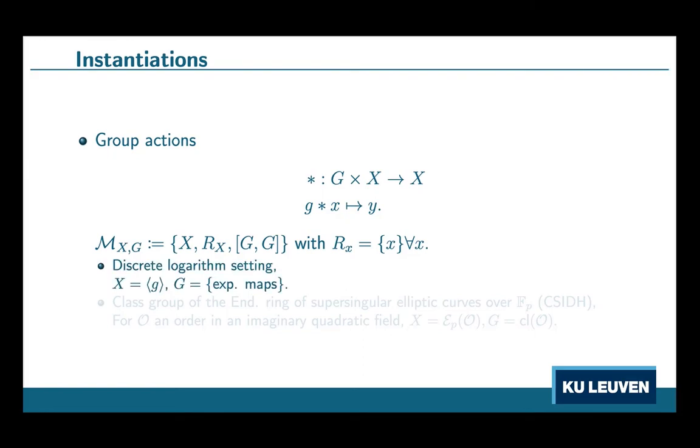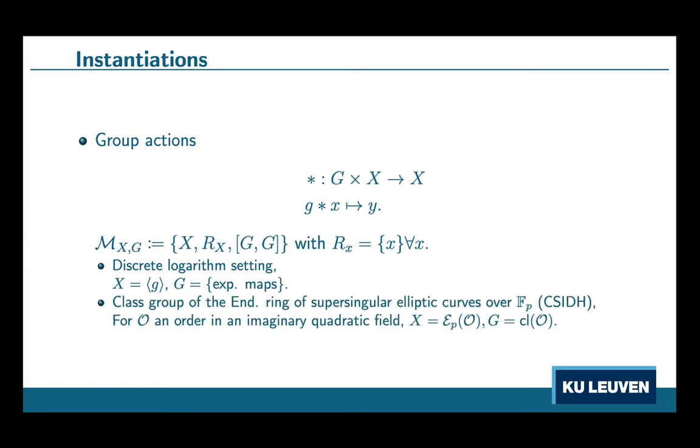So in the discrete logarithm setting, again, X can be the subgroup generated by G, and the group action is just exponentiation maps. But this also captures the more recent setting of the CSIDH schemes, where here the group is actually the class group of the endomorphism ring of supersingular elliptic curves over Fp, and not Fp squared. That's the main difference. And so here, for any order, we can let X be the set of elliptic curves that have this order as their endomorphism ring. And then the group G is the class group of this order. And then we get a group action, which can be captured by our semi-commutative masking definition.